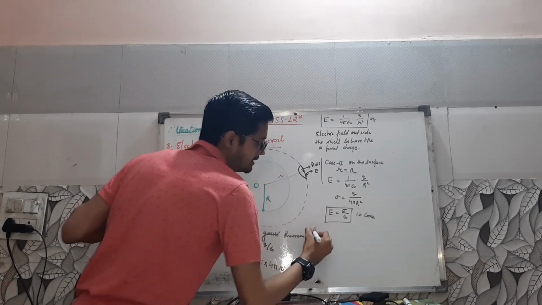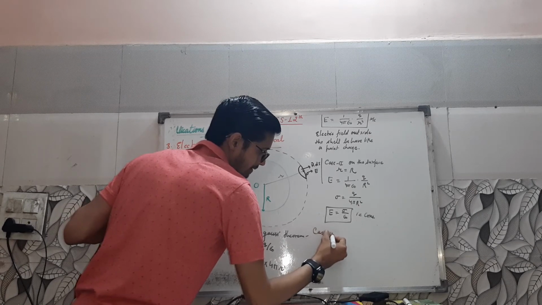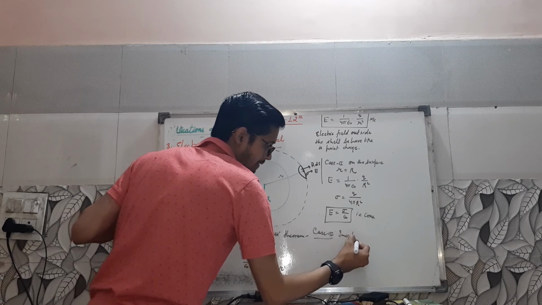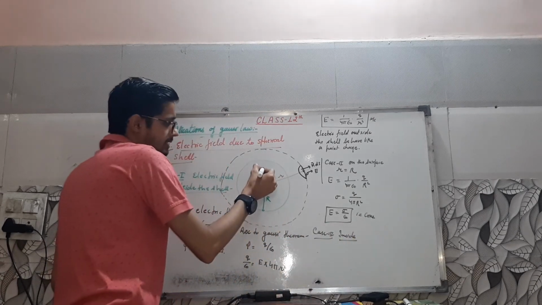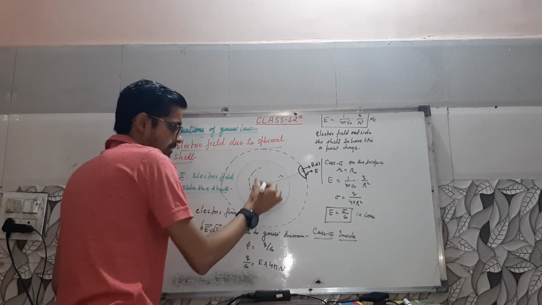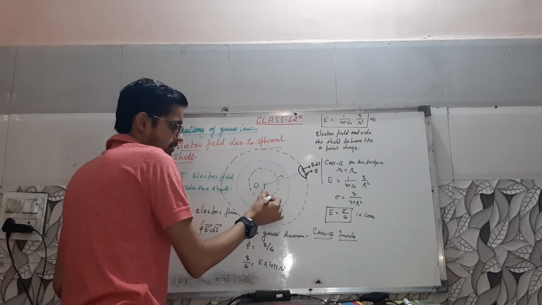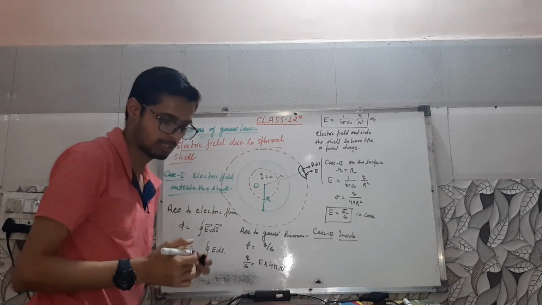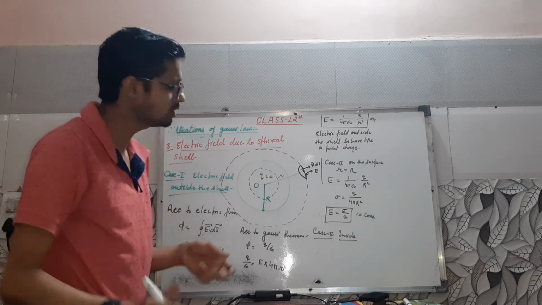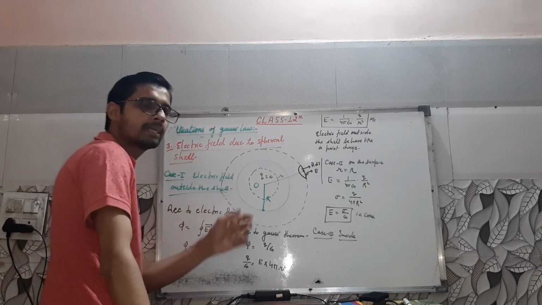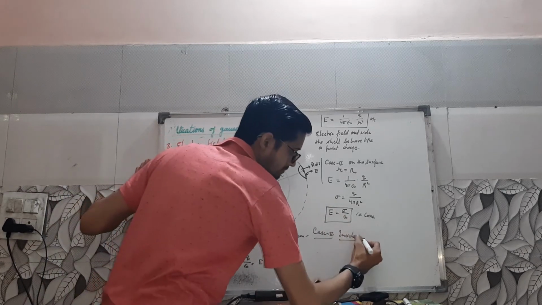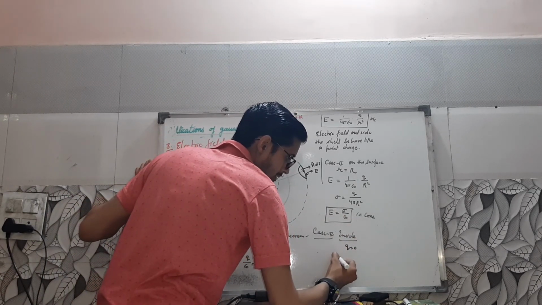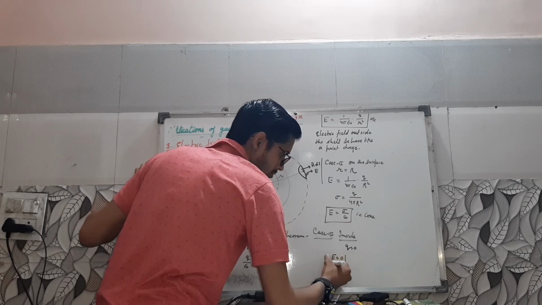Now case third is inside. Inside means, suppose we make a Gaussian surface in this, but we know that there is no charge present inside a conductor, so charge is 0. That means electric field is 0.